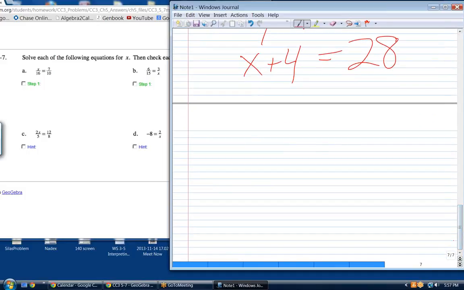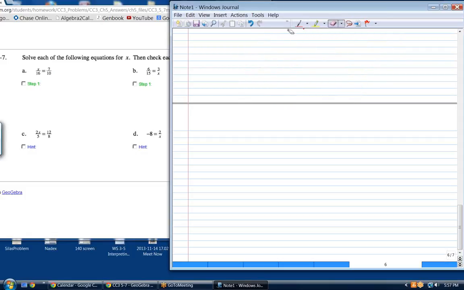And then you subtract 4 from both sides? Correct. Which would be x equals 24. Exactly. Remember, you're always going through these equations step by step trying to get x isolated.